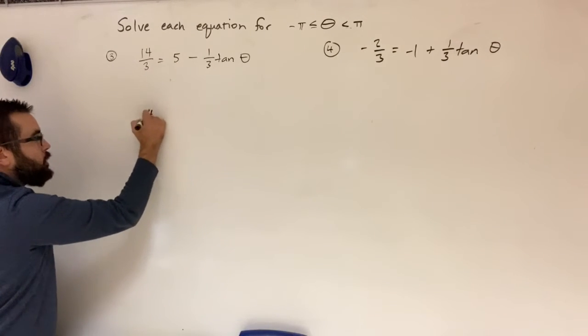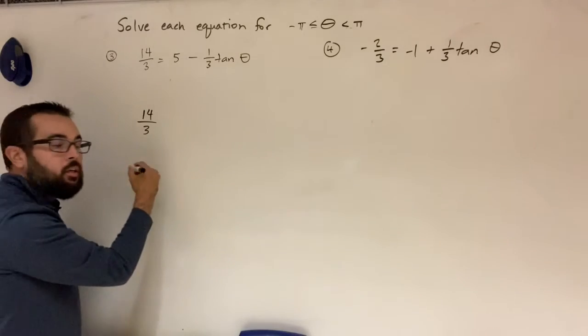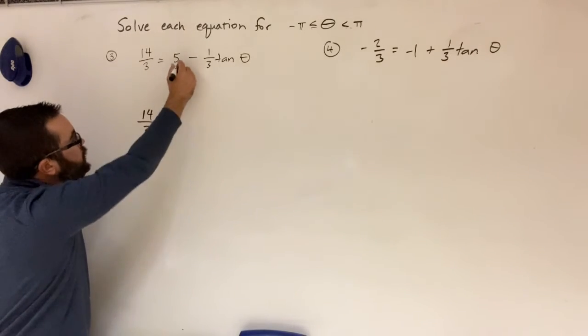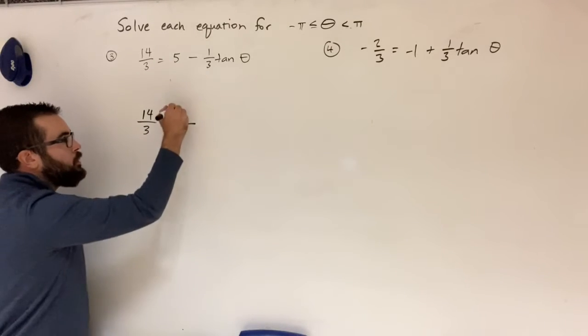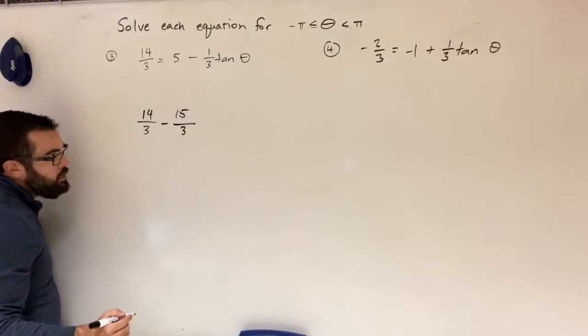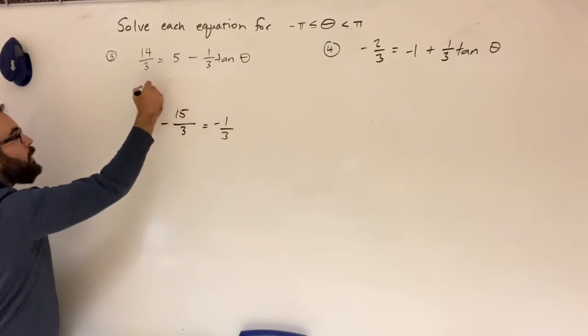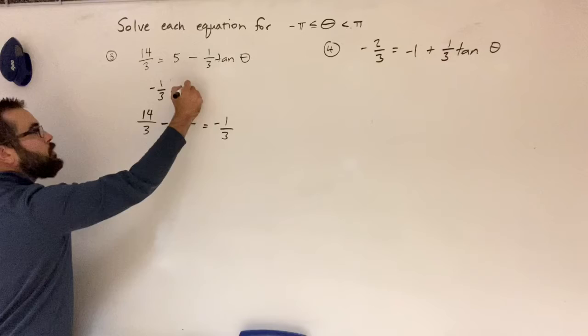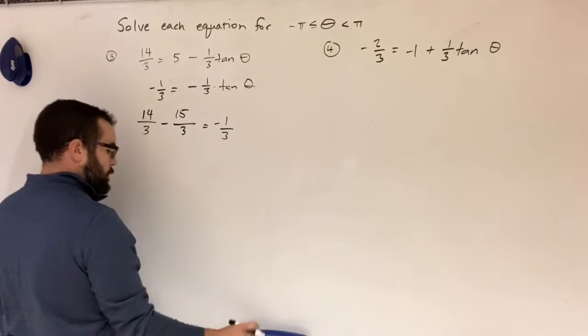So I have 14/3. I would do this off to the side again, but I just don't want to go off frame. So I'd have 14/3 minus 5. Well, I needed a denominator of 3, so that's 15/3. So that's going to be negative 1/3. So I'm going to have negative 1/3 is equal to negative 1/3 times tangent theta.